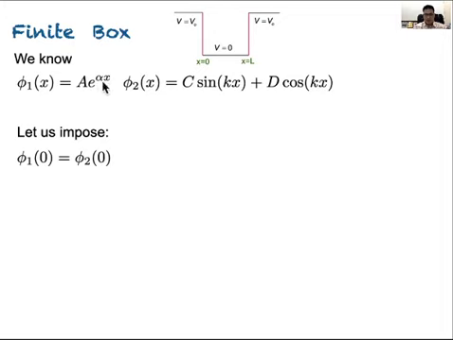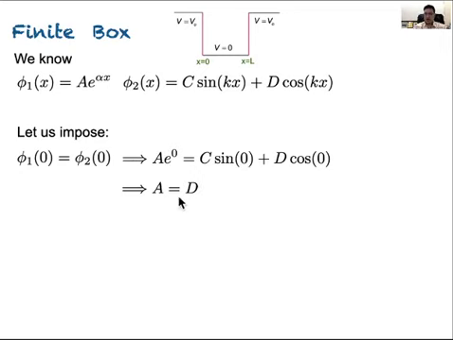So what will happen? Once you put x equal to 0, this quantity will be unity. So on one side you will get A. On the right hand side you are going to get sine 0, which is 0, so this term will go to 0, and D times cosine of 0. Okay, so this is the condition that you have got, that A is equal to D.